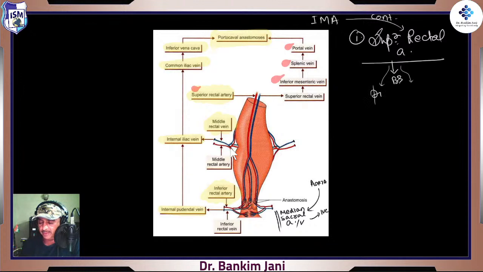It would branch and they will pierce to supply all the muscular coats, right? So it pierces the muscular coat and it wants to give good nutrition. It wants to give oxygen with good intention, right? So that is the superior rectal. Regarding others, they are fine.